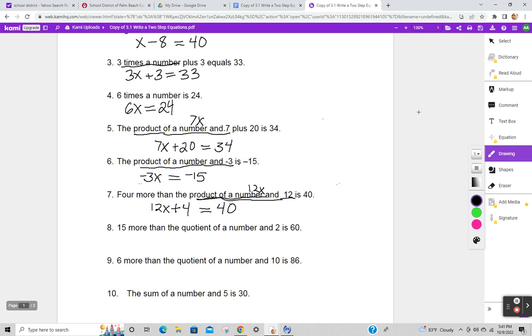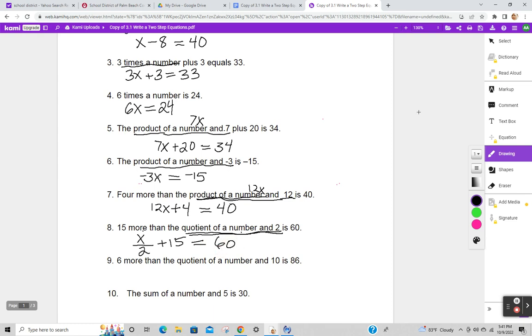All right, number 8, 15 more than the quotient of a number and 2. This expression right here gives us the fraction. Quotient is actually the result when you take a fraction. So quotient of a number. We don't know what that number is, so we're going to use x. It's a quotient, so we're going to have to write a fraction. So x over 2 will give us this part right here, a quotient of a number and 2, which will give us that fraction. And then to that, we're going to add 15 more, and all that will be equal to 60.